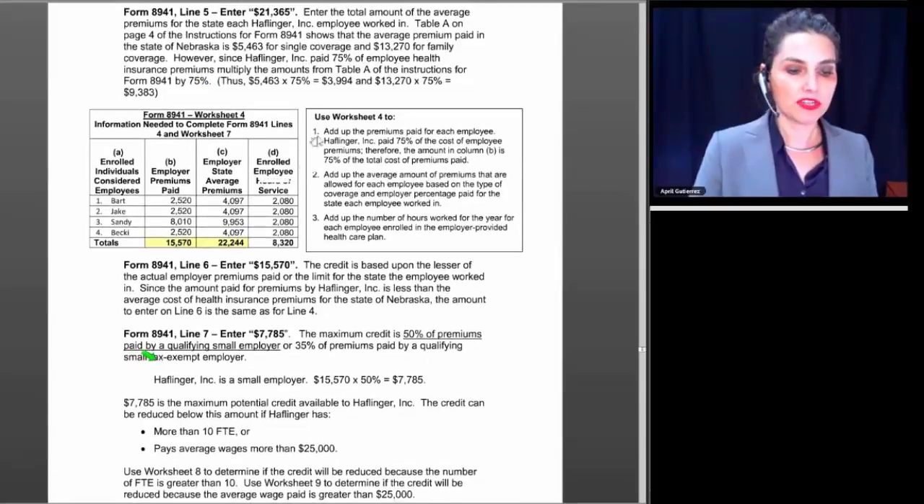So we use worksheet number 4 to add up the premiums paid for each employee. Haflinger Inc. paid 75% of the cost of employee premiums. Therefore, the amount in column B is 75% of the total cost of premiums paid. You then add up the average amount of premiums that are allowed for each employee based on the type of coverage and employer percentage paid for the state that the employee worked in. That's this number. You then add up the number of hours worked for the year for each employee enrolled in the employer-provided health care plan, and that's this number in column D.